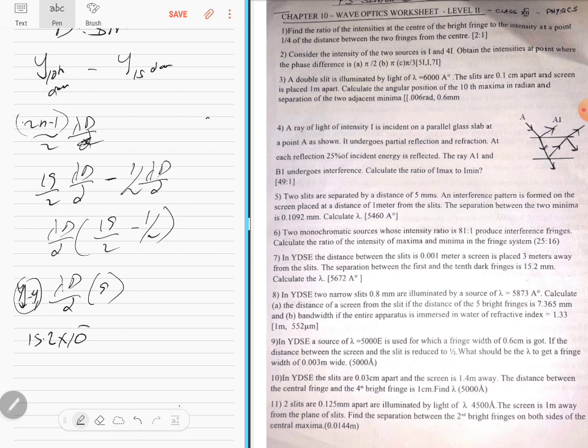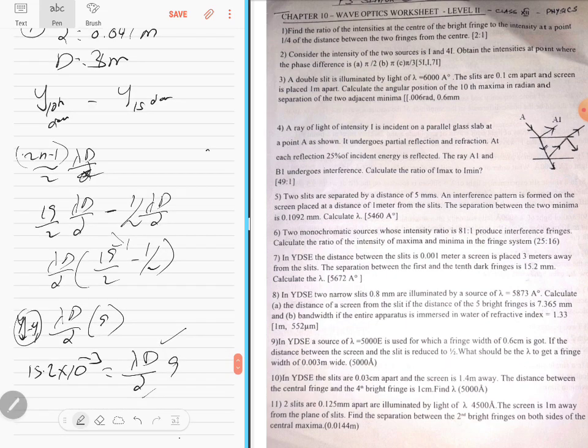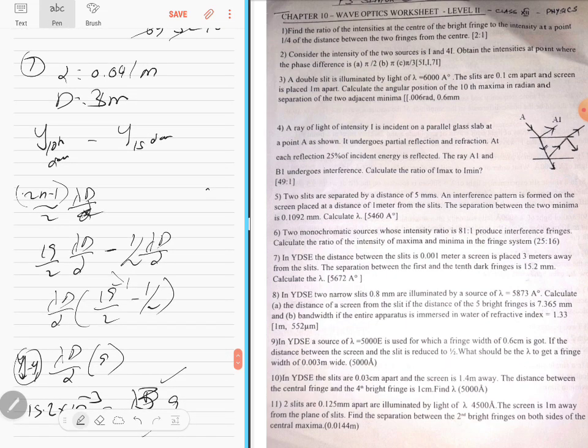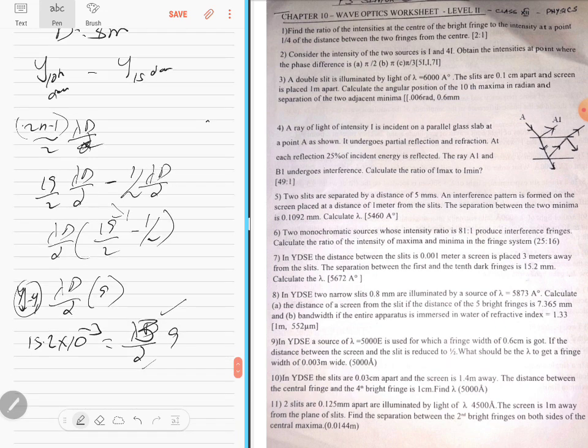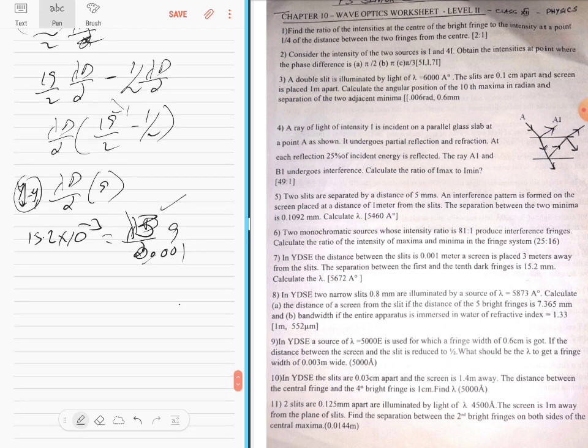15.2 into 10 to the power minus 3 is equal to lambda into capital D by small d, into 9. What is it? 19 minus 1 is 18, yeah, 9. So you know capital D, you know small d, you can find lambda. Capital D you can replace as 3, small d you can replace as 0.001, with which you cross multiply and get the value of lambda. I'm not doing the sum, it's very simple, but make sure you check your answer.